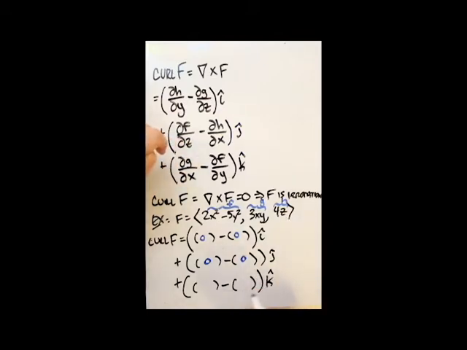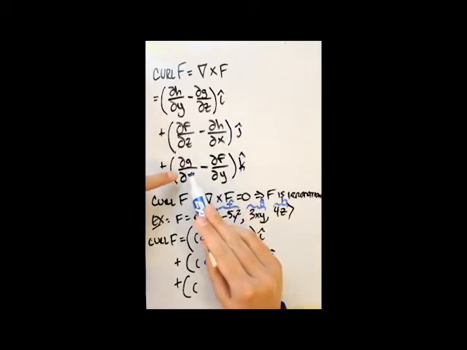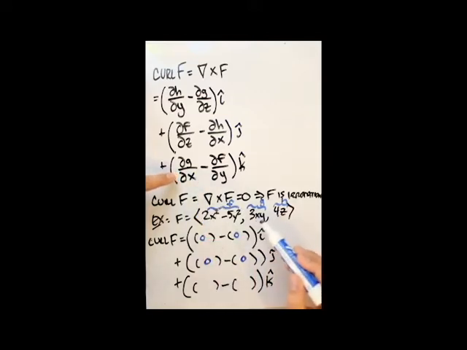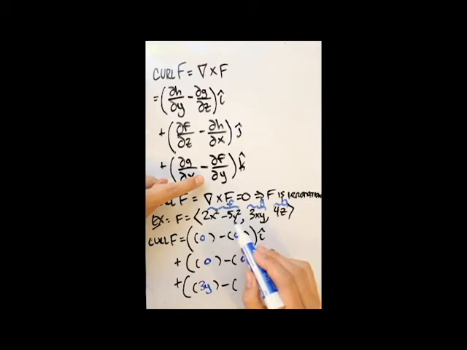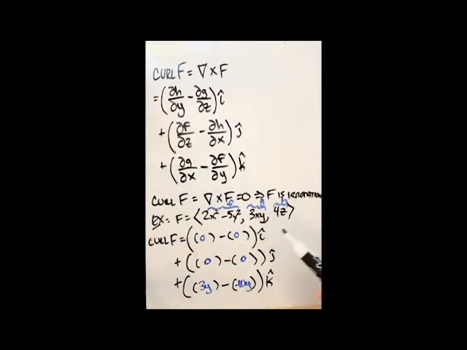Hopefully this last component here, the k component, is interesting. Hopefully there's not all zeros. Partial derivative of g with respect to x, so g, there's an x in there, so differentiate with respect to that, we get 3y, and minus the partial derivative of f with respect to y, that's negative 10y. If we put this all together, 0 for the i component, 0 for the j component, and we end up with positive 13yk. Okay, so this is our curl of f.